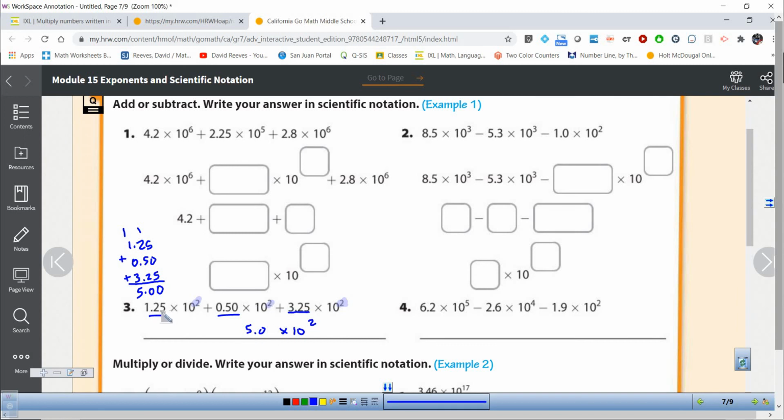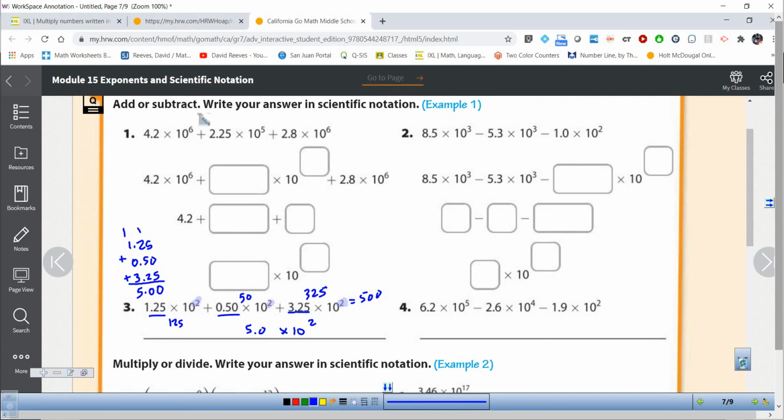That should make sense because if we did a quick check, this right here is 125. Isn't that what that number is? This number is 50, and this number is 325, because times 100, times 100, times 100. If we add all those together, we get 500, which is 5 times 10 to the second.